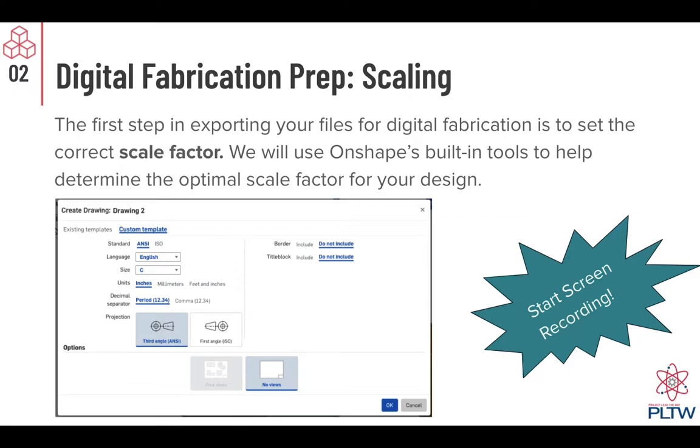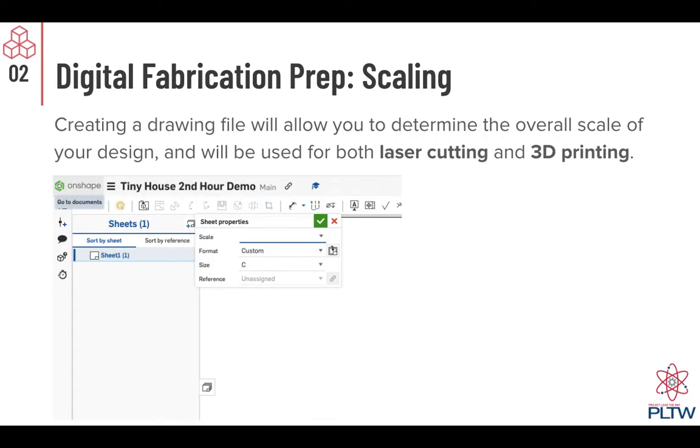We're going to use some of the tools that are built into Onshape to help us out with determining our maximum scale factor. What that means is, when we go to make a drawing file in Onshape, it's going to help us figure out what the right scale factor is to use for our designs. We're going to set this up first as though we were getting things ready to laser cut, but we're going to use that same scale factor for both laser cutting and 3D printing.